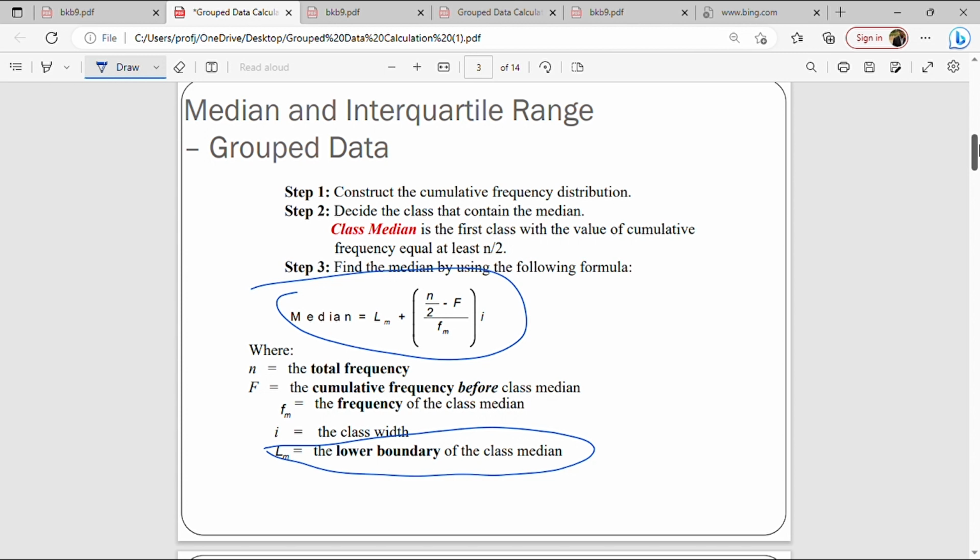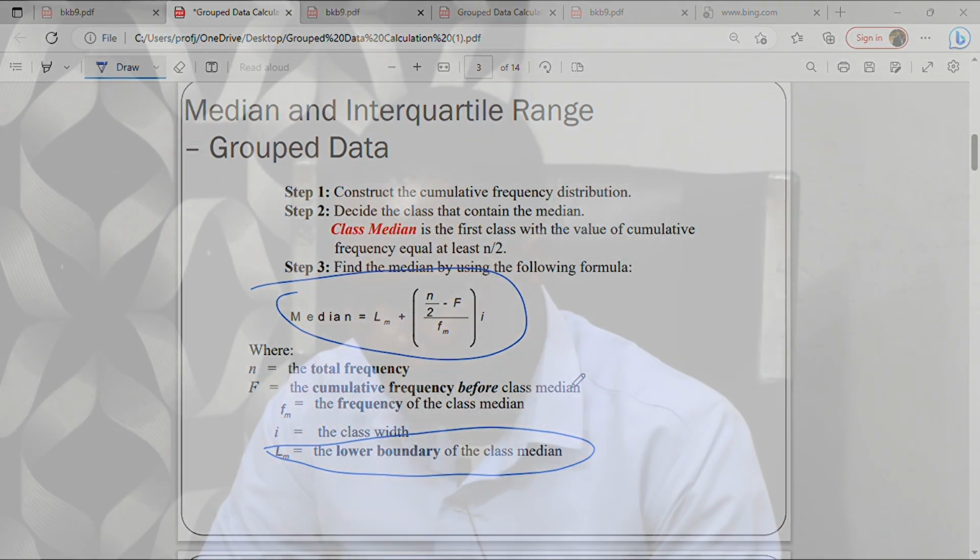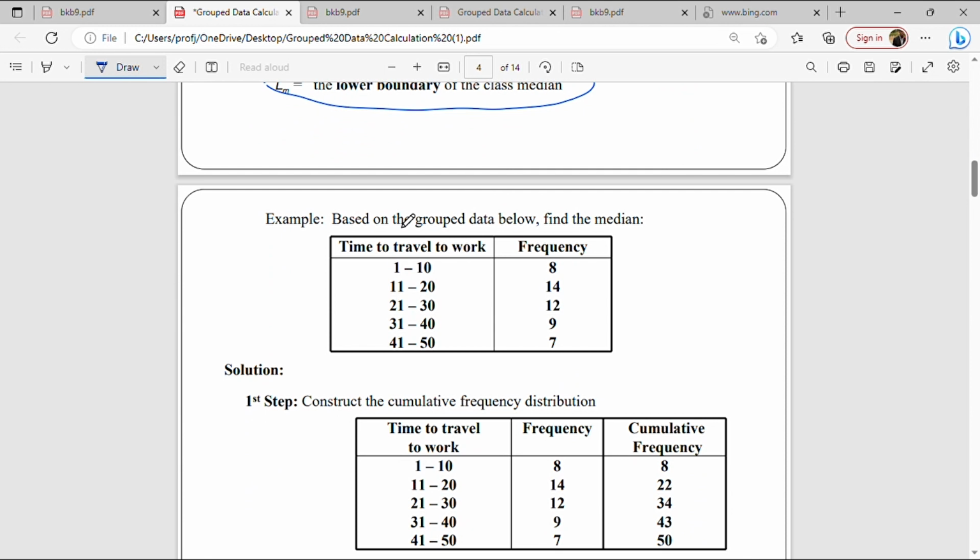Now, how do we get the cumulative frequency? We're going to see that. We've been saying median class. Where is the median class? We need to find the median first before we proceed. So don't worry, you will understand. Look at this example to explain this. Based on the grouped data below, find the median.